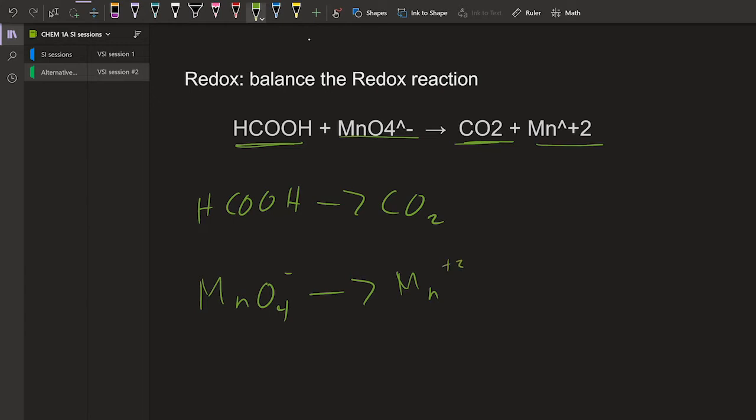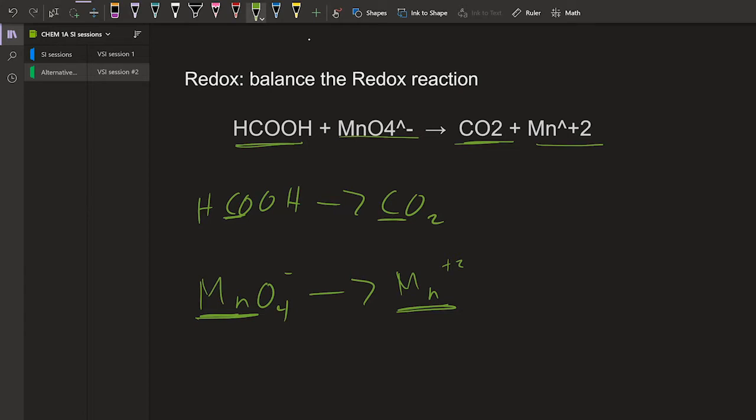Okay. So the first thing that we're going to do is look at the individual elements that aren't hydrogen or oxygen, and balance them on both sides. Considering both of our half reactions, it looks like we have an equal number of carbons on both sides, and we also have an equal number of manganese on both sides. So then what's the next step? The next step is to balance the oxygens.